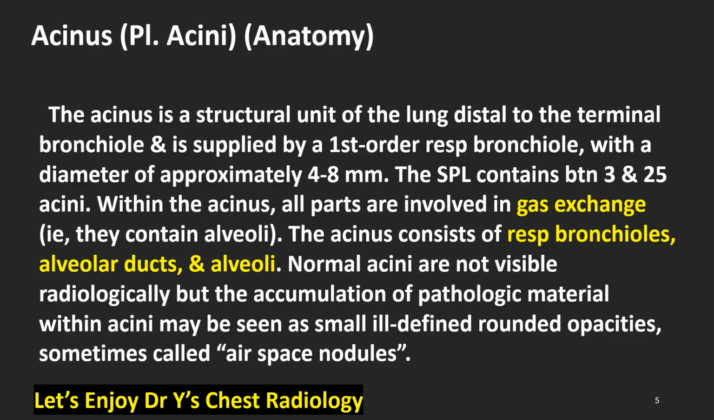Acinus, plural acini, anatomy. The acinus is a structural unit of the lung distal to the terminal bronchiole and is supplied by a first-order respiratory bronchiole with a diameter of approximately 4 to 8 mm. The secondary pulmonary lobule contains between 3 and 25 acini. Within the acinus, all parts are involved in gas exchange, i.e., they contain alveoli. The acinus consists of respiratory bronchioles, alveolar ducts, and alveoli. Normal acini are not visible radiologically, but the accumulation of pathologic material within acini may be seen as small, ill-defined, rounded opacities, sometimes called airspace nodules.